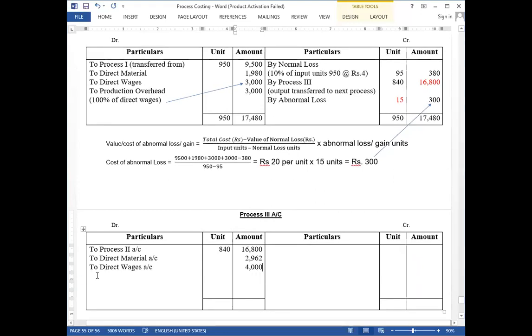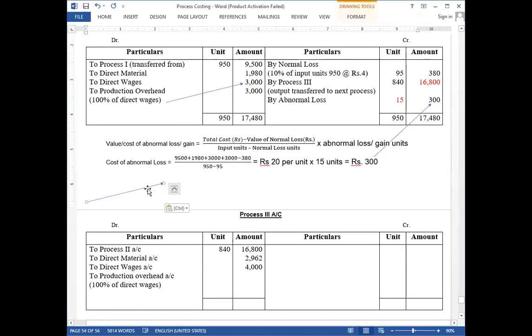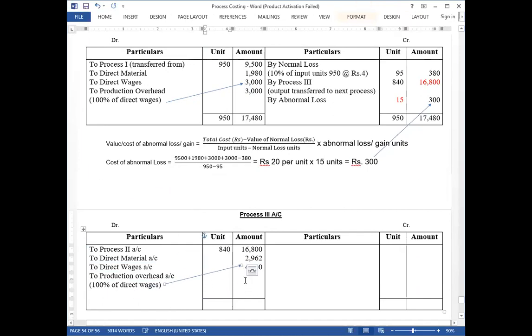Next is to production overhead. It's simple. Production overhead is 100% of direct wages. So how much is 100% of direct wages? The same thing I'm going to take, that is 4,000. Step number 1 is over. Then we are going for step number 2, by normal loss account.